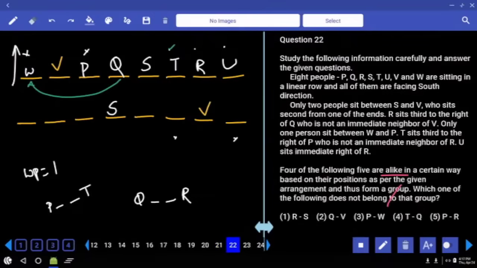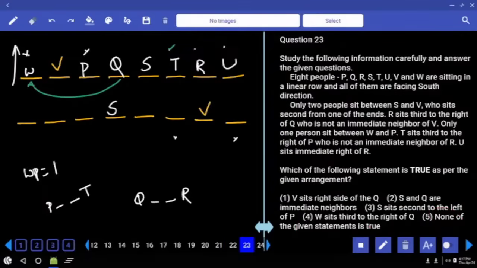Then question number 22, odd one out. R and S, 1 person. Q and V, 1 person. P and W, 1 person. T and Q, 1 person. P and R, 3 persons. Except choice 5, in the remaining there is exactly 1 person.